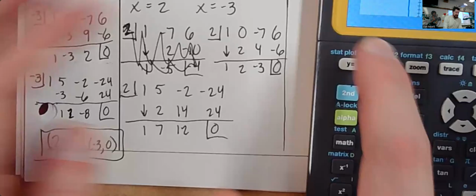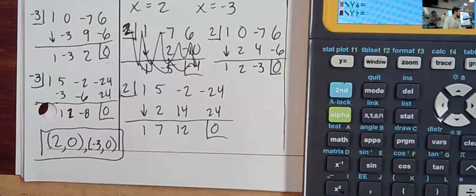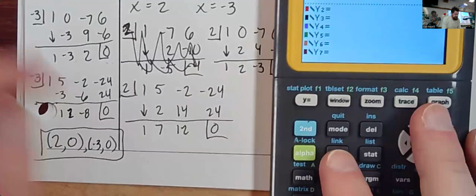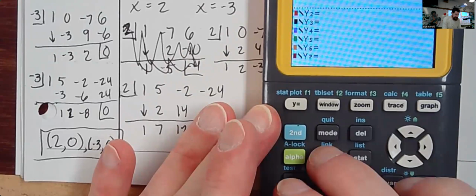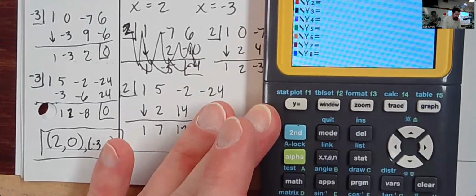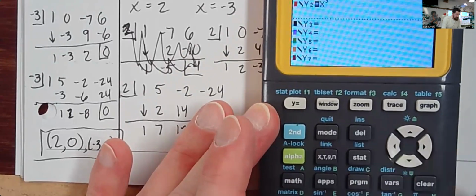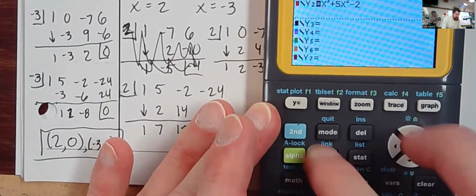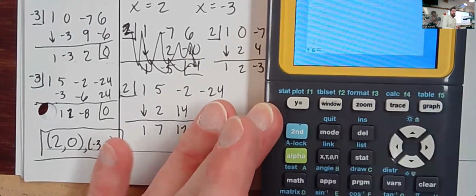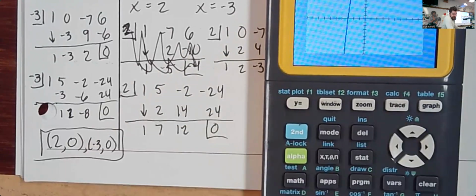Just to verify this, I'm going to head back to the graphing calculator because you can always check on your graphing calculator to see if that's where the things actually intersect or not. So our two functions are x cubed minus 7x plus 6. The other one is x cubed plus 5x squared minus 2x minus 24. So those two should intersect at both negative 3 and 2. Yeah, right there at the zeros.